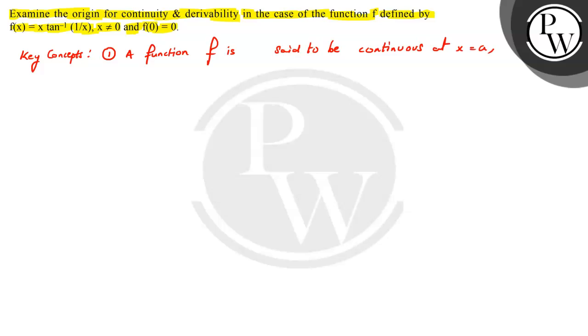Before starting the solution, let's note down the key concepts for this problem. So the key concepts are: first, definition of continuity. A function f is said to be continuous at a point x equals a if limit x tends to a f(x) is equal to f(a).